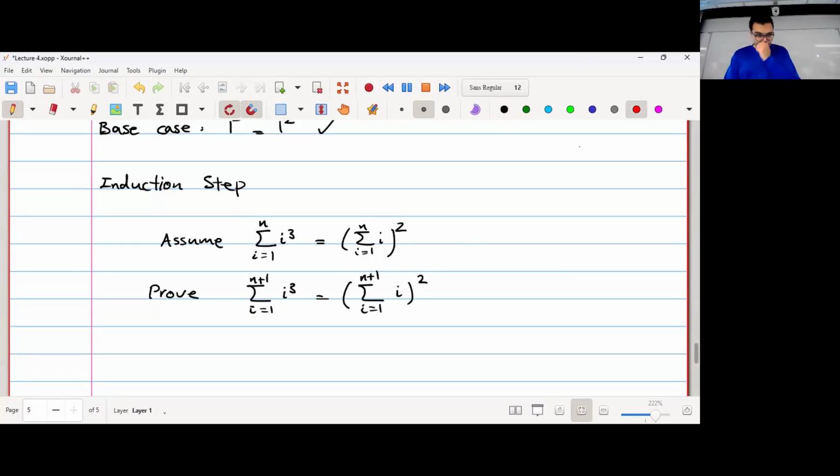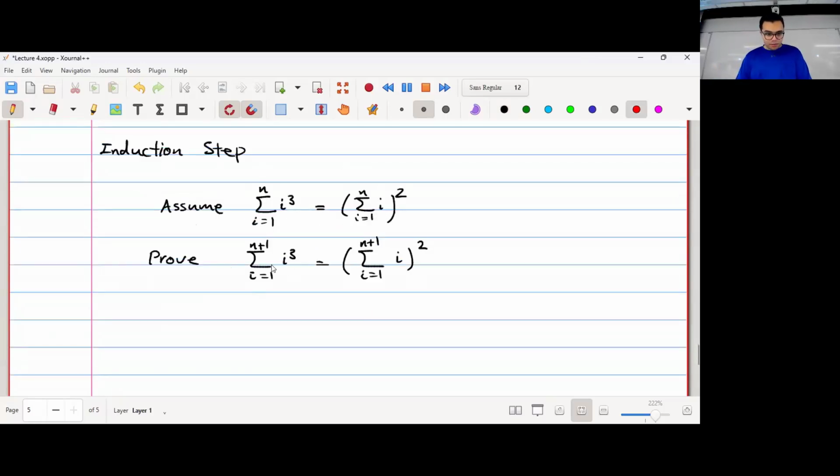So here's the thing. Let's just write this sum. I have the sum of i from 1 to n plus 1 of i cube. I can divide it in two parts. I can look at the first n terms first, and then look at the last term. But by the induction hypothesis, I know what the sum of the first n terms is. It's just this.